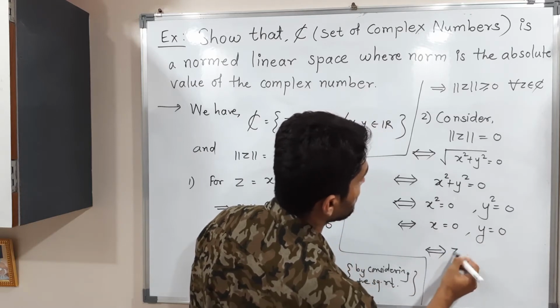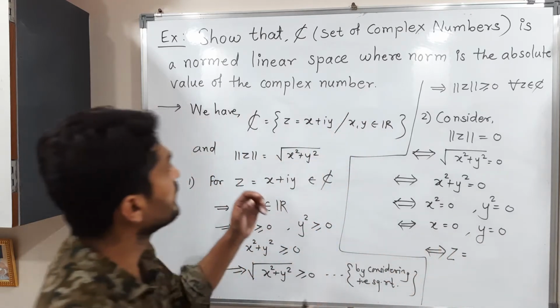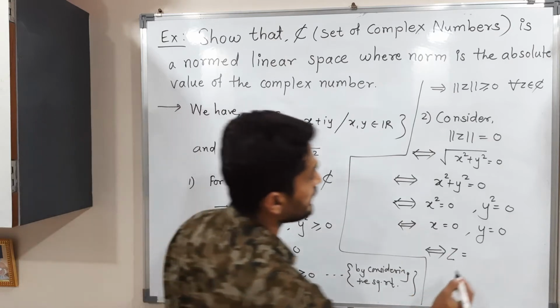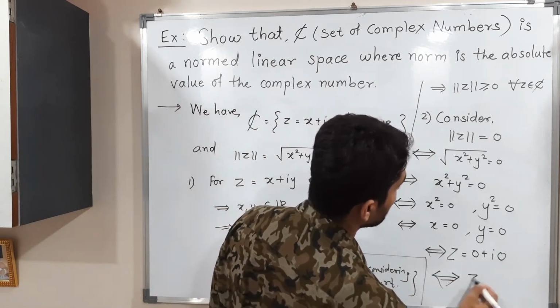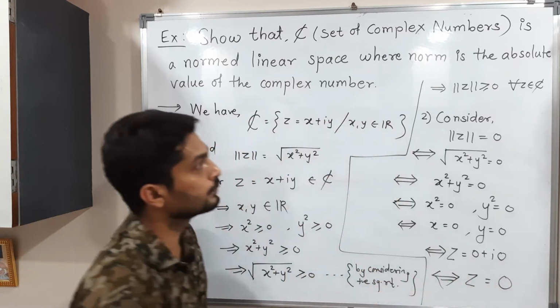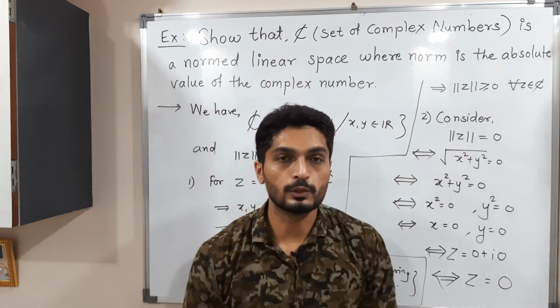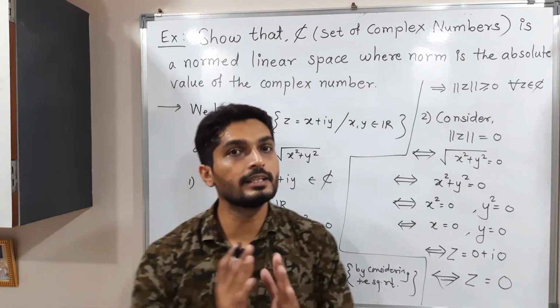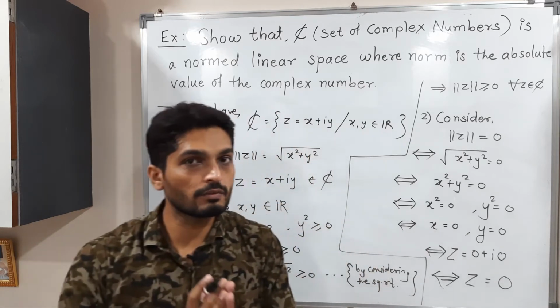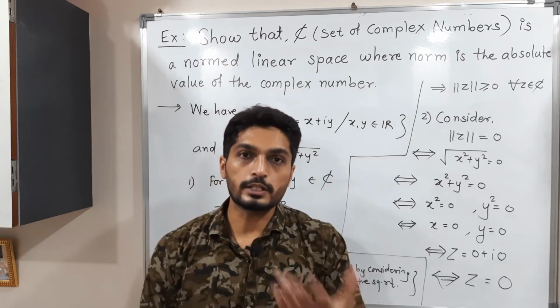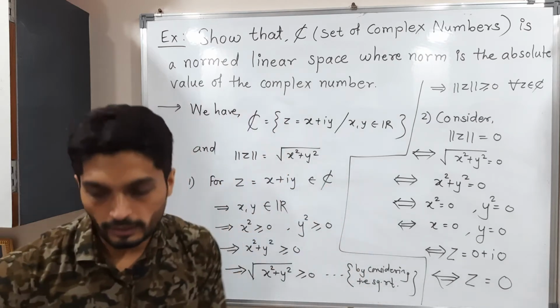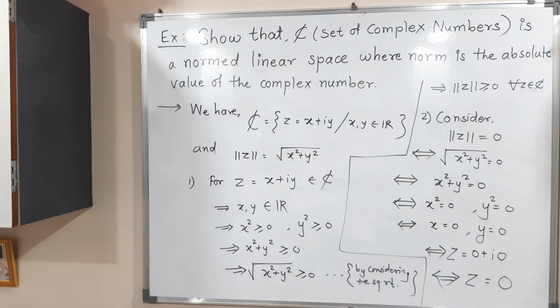That means our z, which is x plus iy, is 0 plus i0, that means z is also 0. So we started with norm z is equal to 0, and finally we got z is also equal to 0. So in this way we proved our norm satisfies the first two conditions. Let us go for the third condition, but before that make a screenshot of this one, and after that we'll go for the third condition.